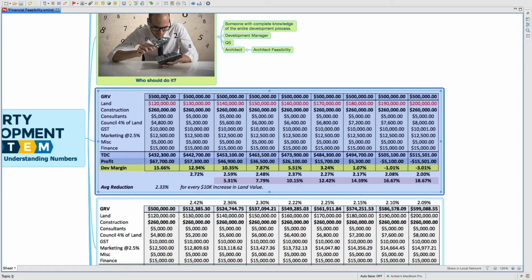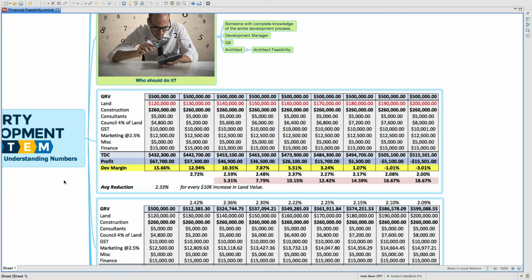If you got 500,000, you paid 120,000 for the land, you paid 260,000 for construction, 5,000 for consultants, and then you paid 4,800 for council. You paid GST, let's say 10,000. You paid marketing at 2.5%, miscellaneous, and so on. Your total development costs were 432,300, and your total profit was 67,500. And your development margin was 15.66%, which is not bad.